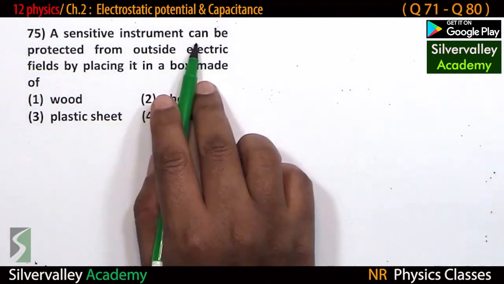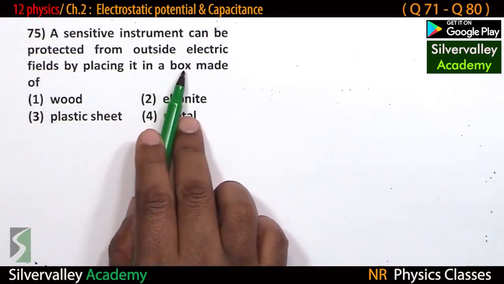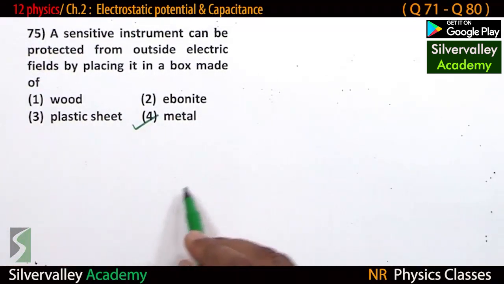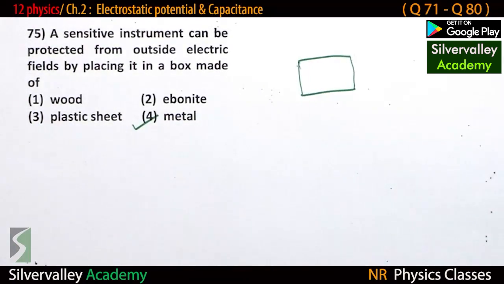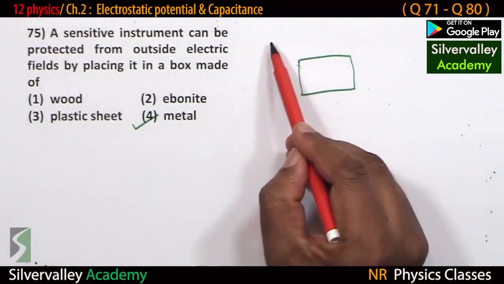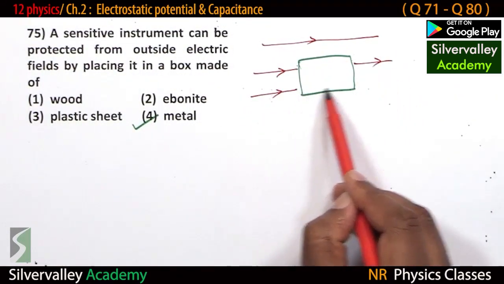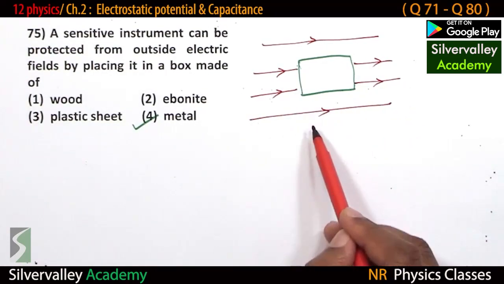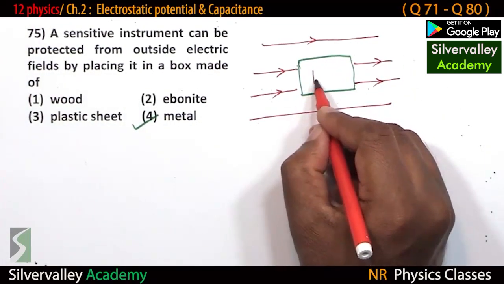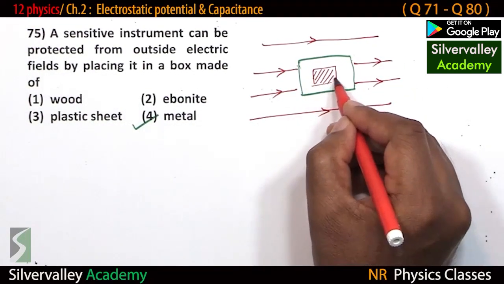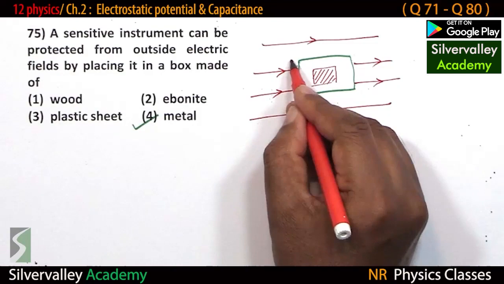A sensitive instrument can be protected from an outside electric field by placing it in a box made of metal. If this is the box made of metal and this is the external electric field, this is how the electric field looks. There is no electric field inside the box. So in order to safeguard sensitive instruments or devices, they should be enclosed in a metal box.